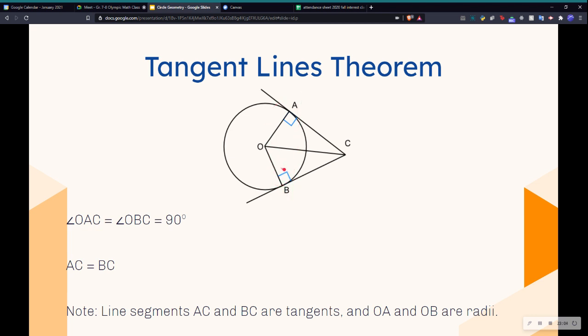And then we also have this angle right here: OBC is equal to OAC. So we have an angle and then two sides. This means that these two triangles are congruent. And so what this means as well is that BC is equal to AC, right? These are the side lengths that correspond with each other. Any questions about this theorem?